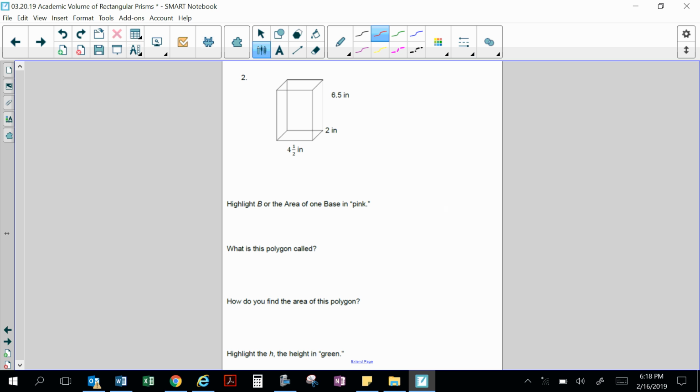Let's practice our second question. Highlight the base in pink. What shape do you see here? I see a rectangle. How do you find the area of this rectangle? You multiply the base and the height, or you could say length times width. It means the same thing.